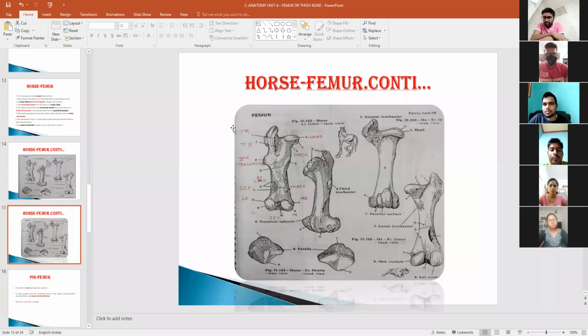So you see here, this is the trochanteric ridge, this is the vertical trochanteric fossa, third trochanter, and this is the supracondylar fossa. This is the lateral supracondylar crest, medial supracondylar crest, medial condyle, lateral condyle. This is the condyle, lateral condyle, medial condyle, lateral epicondyle, medial epicondyle, and intercondylar fossa.